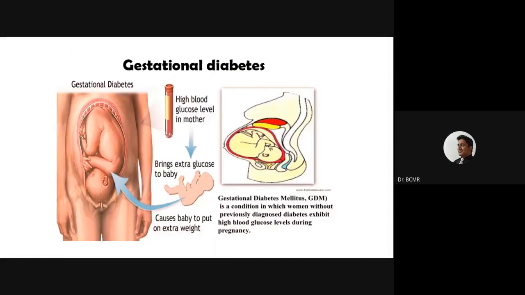And the gestational one is during pregnancy, in the first or second trimester or so, the blood glucose increases, and that is thought to bring a lot more glucose to the baby than normal, because of which the baby will take up a lot of glucose and will have extra weight.